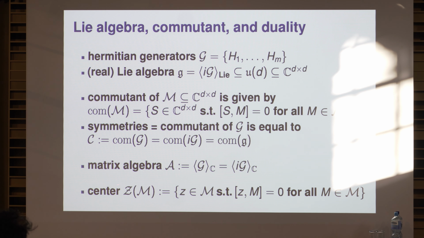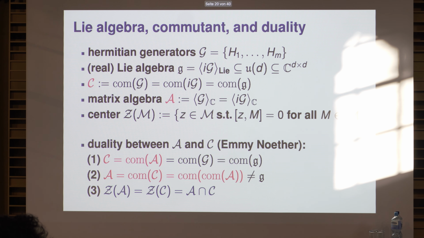Another interesting object to think about is this matrix algebra A. It's the complex matrix algebra generated by the generators. And C and A will have some nice connections, as the experts probably know. And then we are sometimes interested in the matrices that commute with all other matrices in a certain set, which is called the center. So these are objects which are interesting to think about. And I repeat them here.